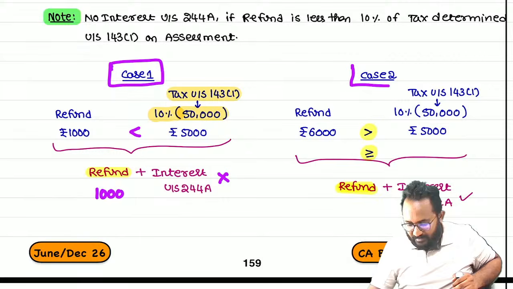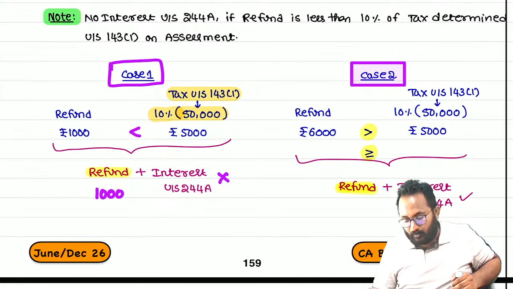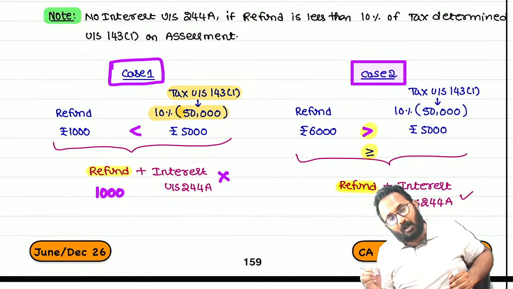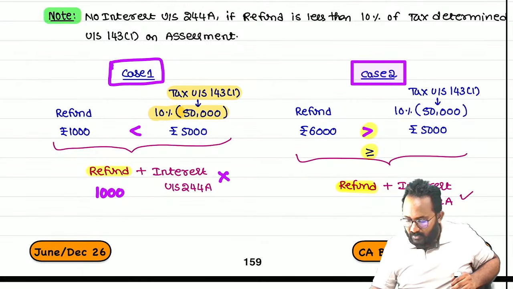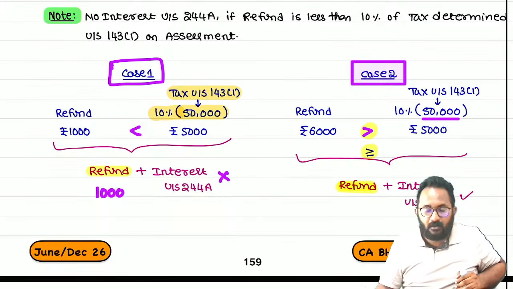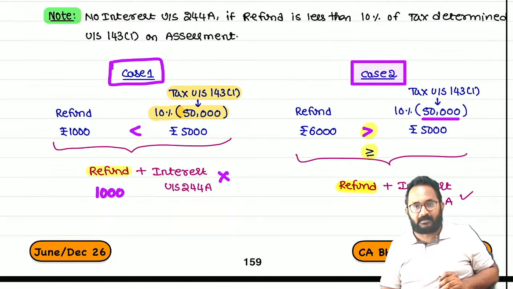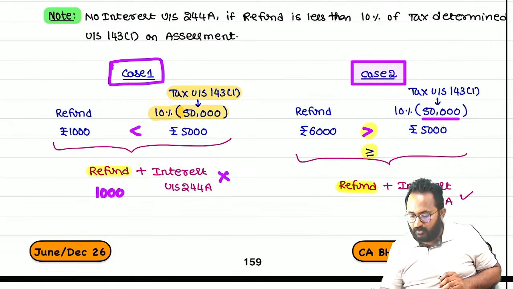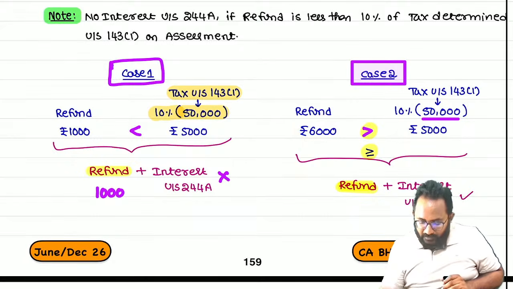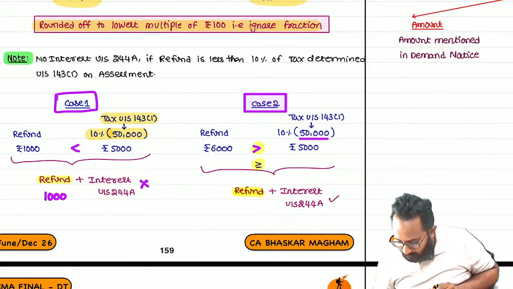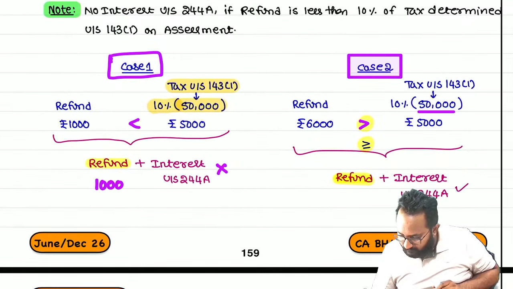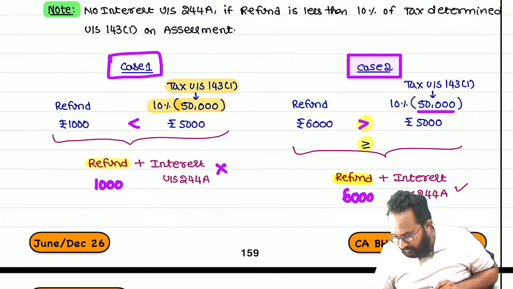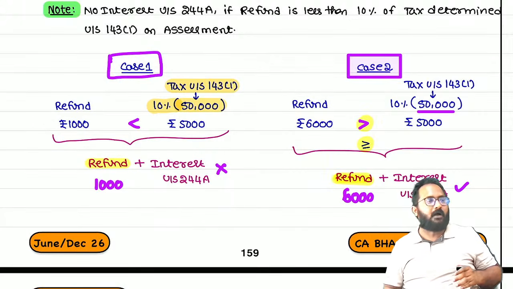Now case 2 we can take. Case 2, how much amount refund we placed? 6,000. That is more than or equal to the tax determined under section 143(1) into 10%. So minimum you have to place the refund 5,000. You placed 6,000. So that's why here you will get the refund, 6,000. And along with that 6,000 refund, they will give the interest also under which section? 244A.